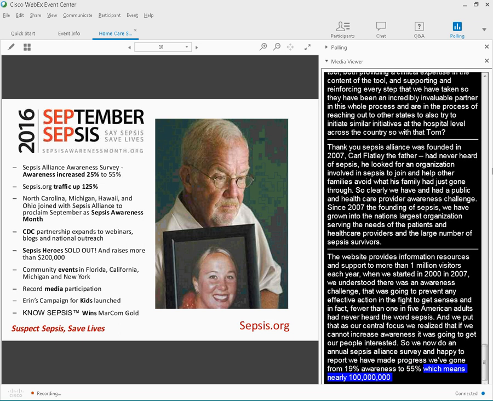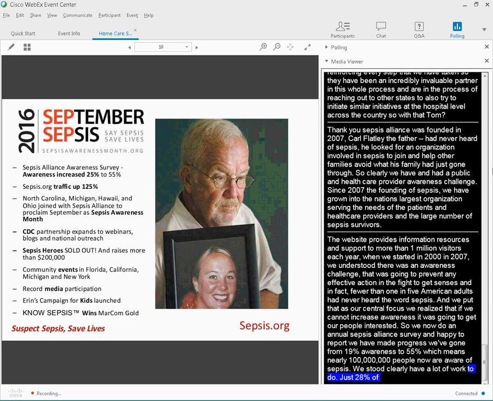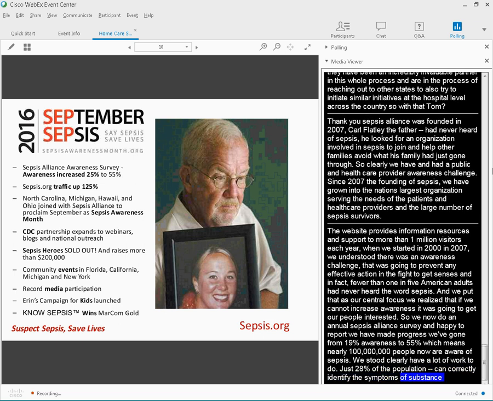We still clearly have a lot of work to do. Just 28% of the population can correctly identify the symptoms of sepsis. So we need to get to a position like with heart attack and stroke where the public is tuned up, healthcare providers are tuned up to be looking for sepsis, and we save a tremendous number of lives.